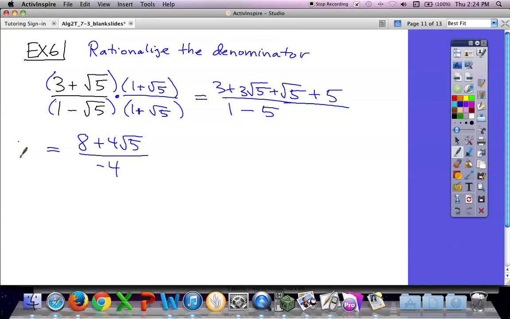Okay, well, we wouldn't stop there because there's some obvious canceling that we could do here. Right? It looks like 4 will divide evenly into 8, and 4 will divide evenly into 4. And if you're confused about the minus there, it might help to break it into 2 fractions, right? Break it up like this. 8 over negative 4 plus 4 root 5 over negative 4. And now do the canceling. 8 over negative 4 is negative 2. And 4 over negative 4 is minus 1, right? So that's minus the square root of 5.